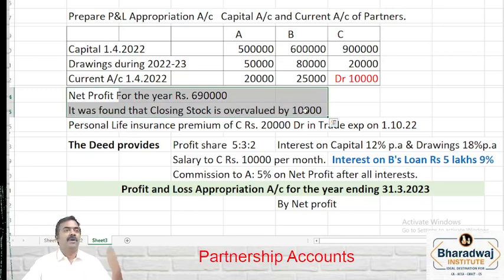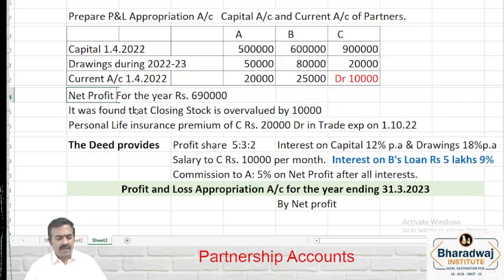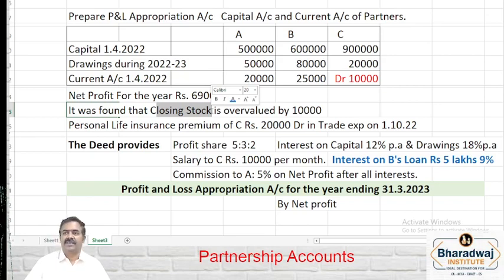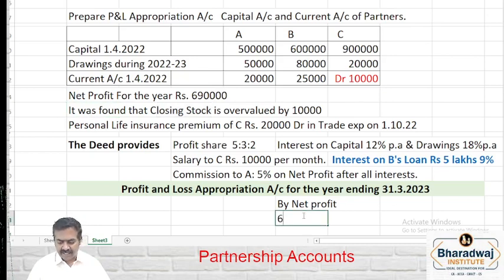Credit side, if you put more, what will happen? Profit will increase. Gross profit is more, so automatically net profit will be more. Once again, I repeat. Where is closing stock recorded? Credit side of your trading account. If you put more on the credit side, profit will be more. Is it correct or error? How to rectify this? We have to reduce it. So while taking net profit, we'll take 6,90,000 minus what is the stock overvalue? 10,000. What about the next one?